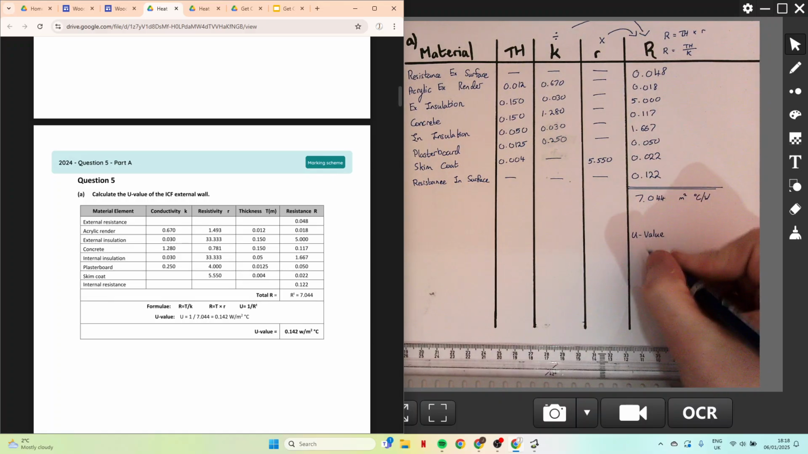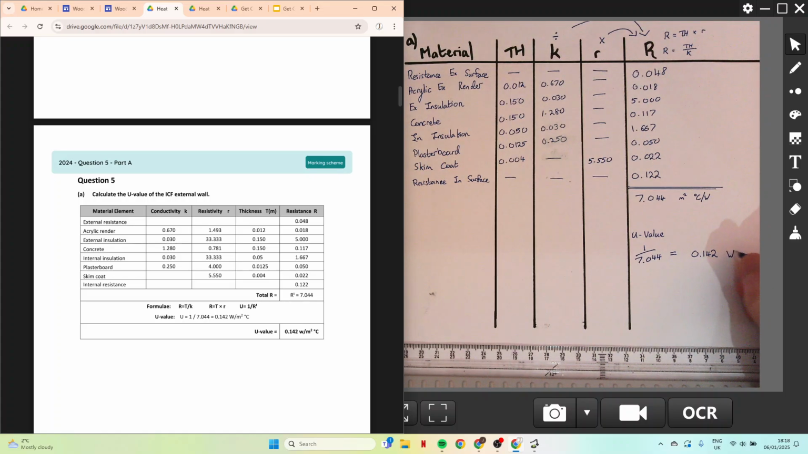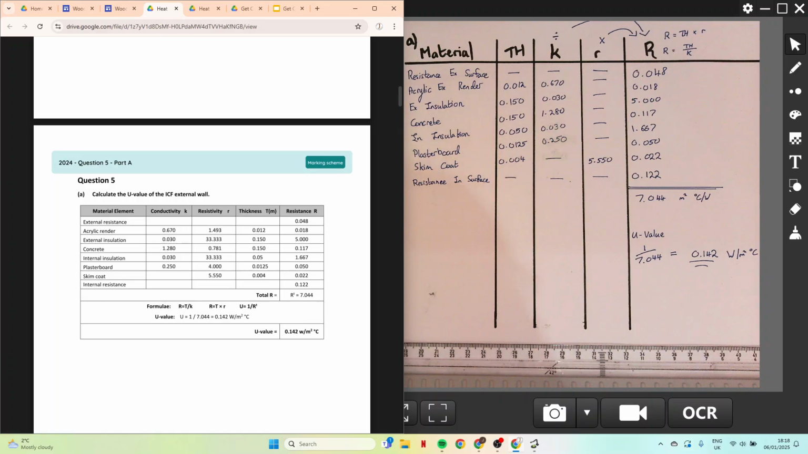okay, that means it's 1 divided by 7.044. That will give you your U value, in this case of 0.142. And again, making sure you're using your units, watts per meter squared degrees. That there is my answer to part A. Okay, this video we're only covering up to part A and we're going through it like we've just done. Okay, this is how you answer part A.